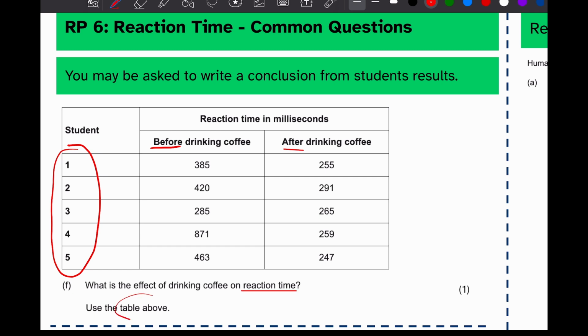And it is asking us to use the table. So we don't need to use any of our own knowledge of this. We're just going to use the data here. So let's have a look at person 1. Before drinking coffee, their reaction time was 385. After drinking coffee, it was 255. So we can see that the reaction time has gone down. Person 2, 420, 291. Their reaction time has also decreased.